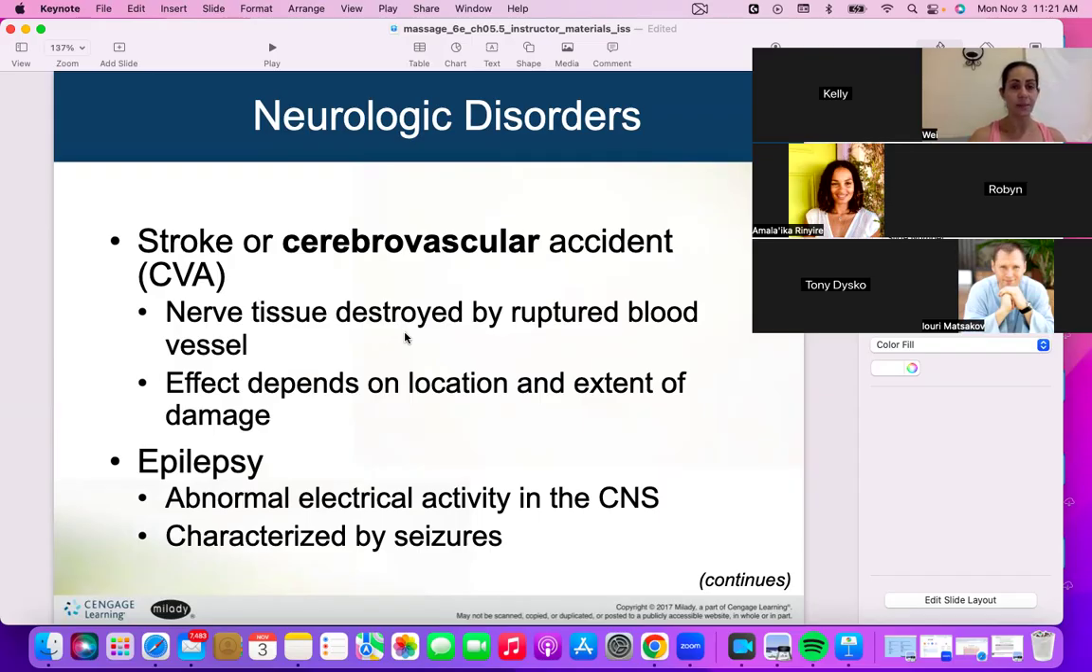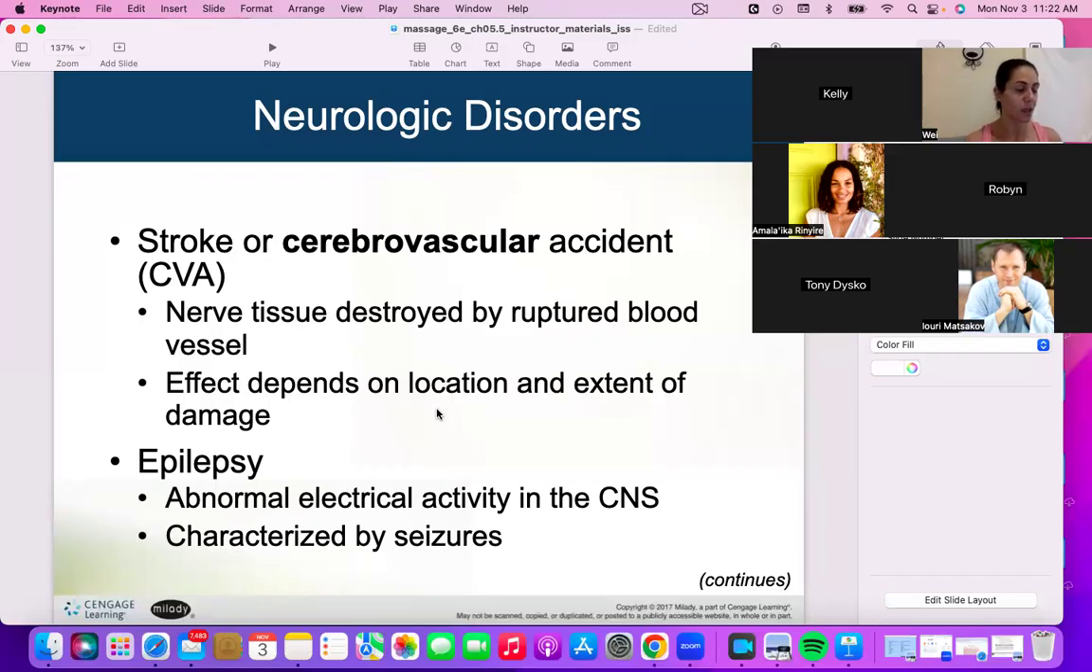Okay, stroke, CVA, cerebrovascular accident. Nerve tissue is destroyed by ruptured blood vessels. So it's going to affect blood flow, and it depends on the location and the extent of the damage. Stroke is the third leading cause of death in the US. I believe probably other places too. Of course, you've got cancer, you've got heart disease, so you've got these three major ones.